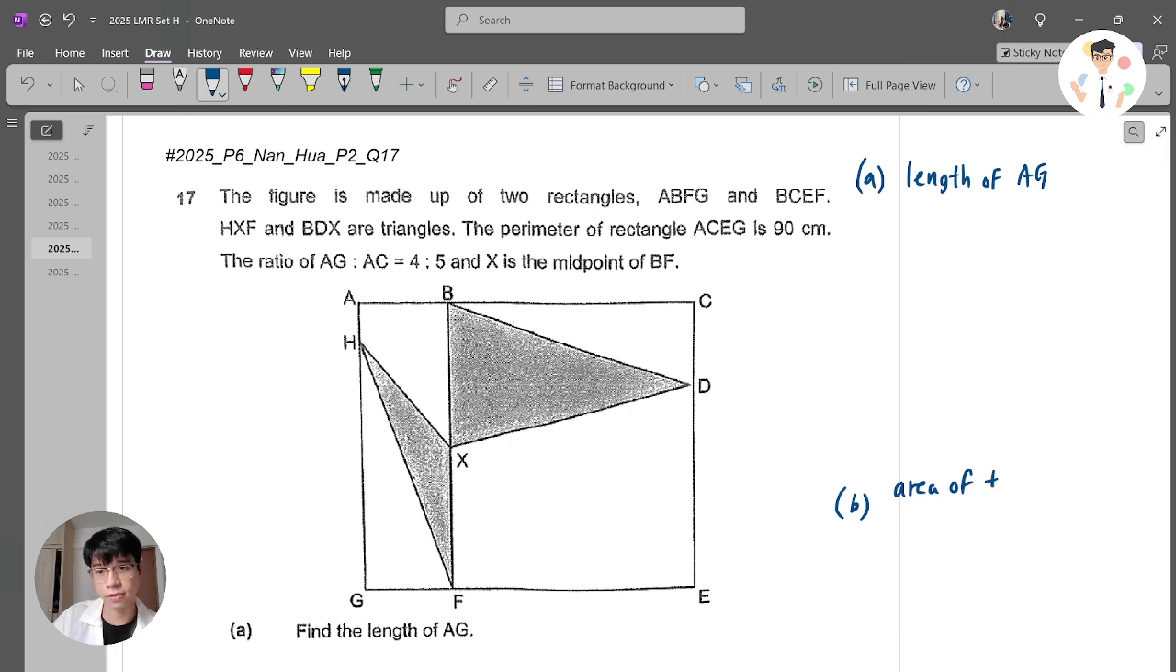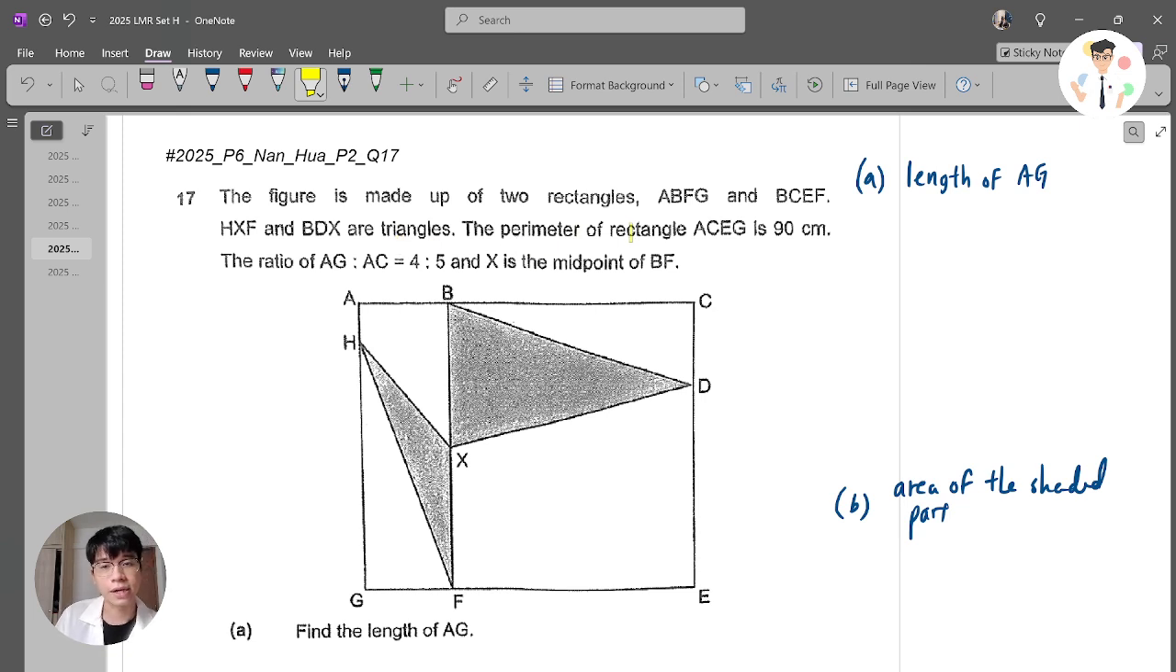So let me just write down the question first so that I don't need to scroll up and down. Okay, let's look at this question together. Now, the figure is made out of 2 rectangles, as you can see, ABFG and BCEF. HXF and BDX are triangles.